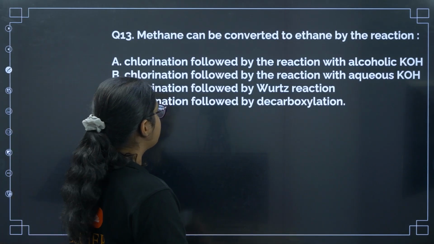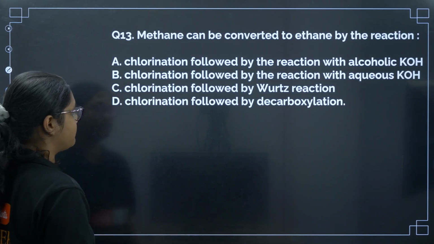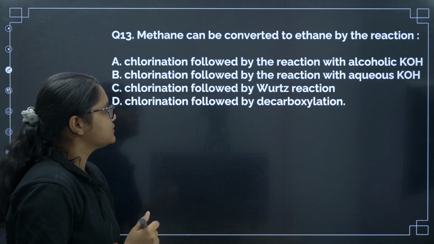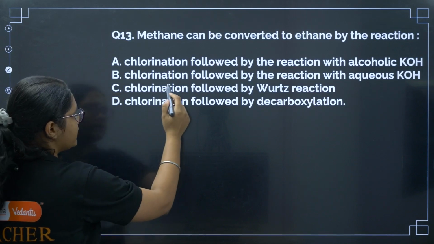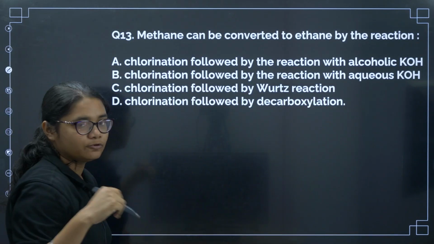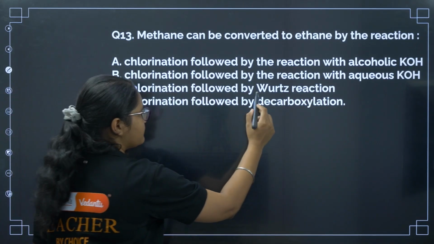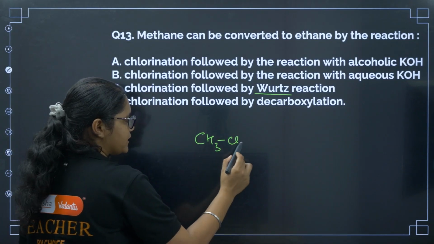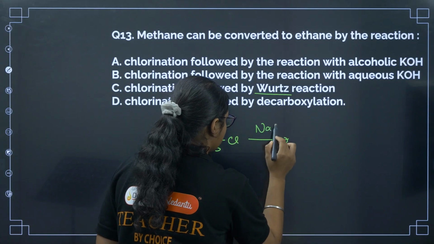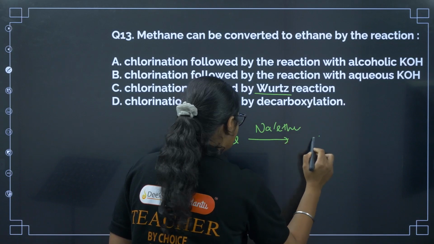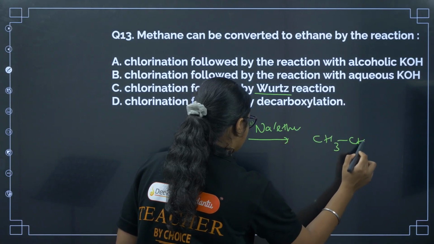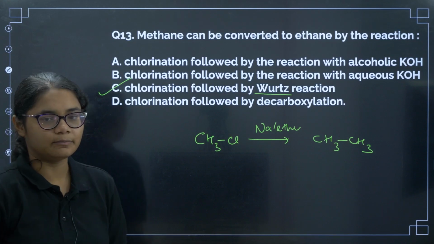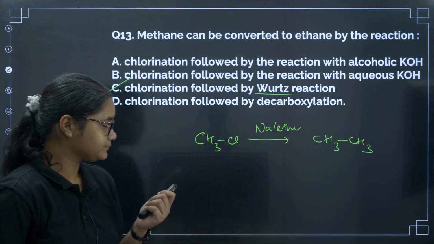Next, methane can be converted to ethane by the following reaction. Chlorination followed by alcoholic KOH, that will not be any reaction. Chlorination followed by aqueous KOH will give you methanol. Chlorination followed by Wurtz reaction. So if you have CH3Cl, that is chlorination, and then if you do Wurtz reaction, we will get CH3CH3. So methane can be converted to ethane using this process. The correct answer will be option number C.